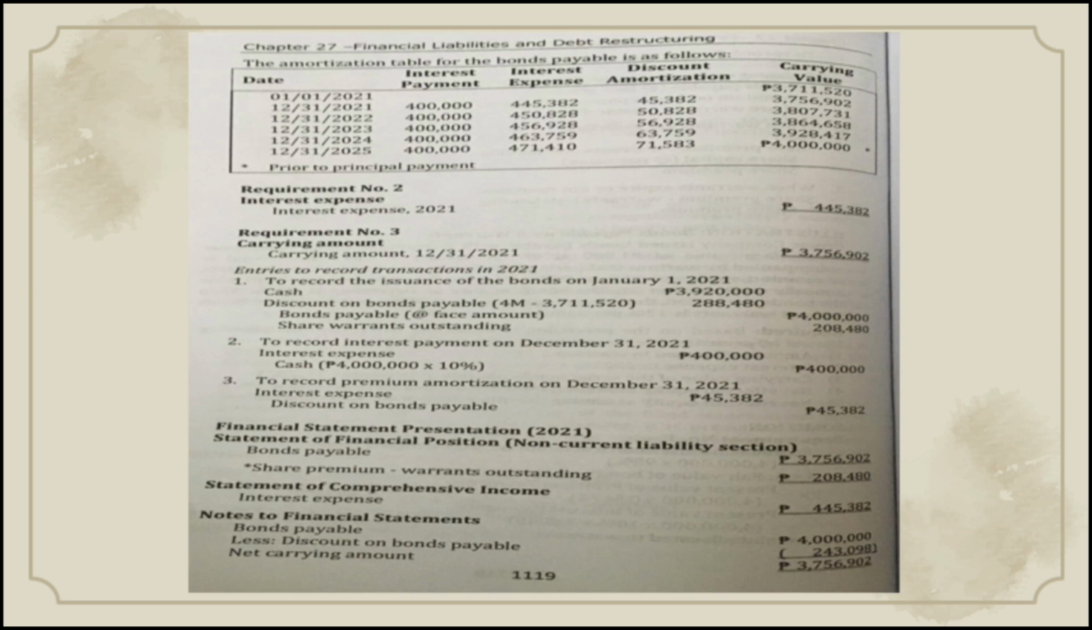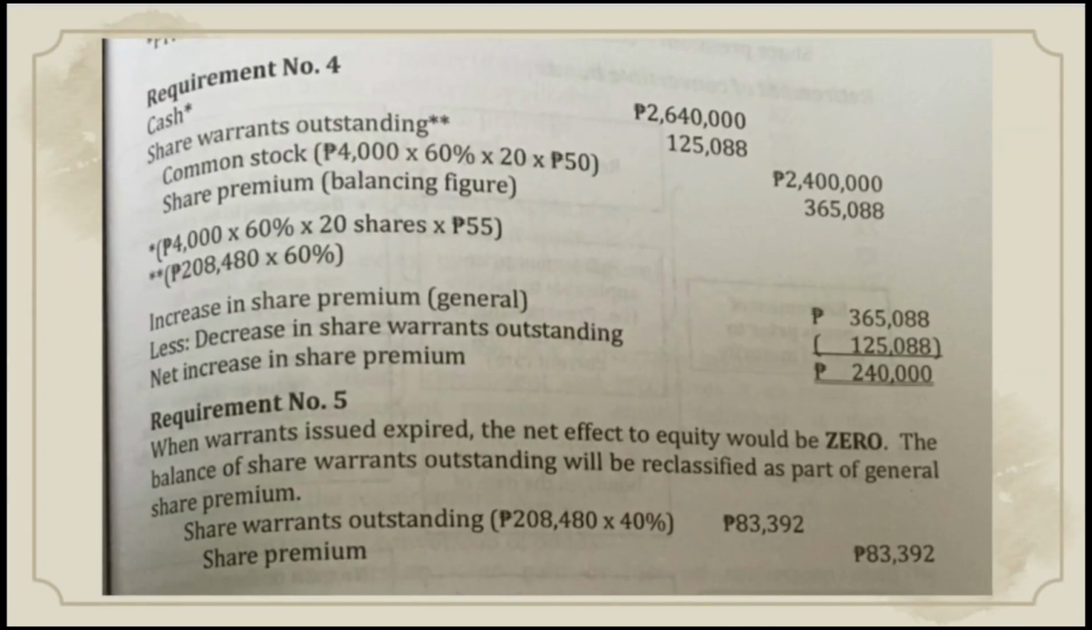And then sa notes to financial statements, atong gipakita ang net carrying amount sa bonds payable. So ang bonds payable nga 4 million atong lessan sa discount on bonds payable nga 243,098. Kini ang 3,756,902 nga carrying amount sa December 31, 2021, nga gimaynusan sa 208,480 nga share warrants outstanding, which is ang discount on bonds payable nga 243,098. So, inig-minus sa discount on bonds payable, naa tay net carrying amount nga 3,756,902.